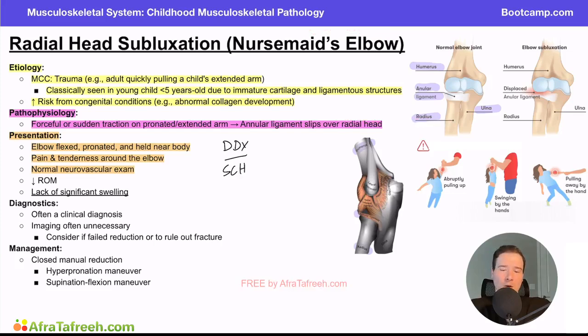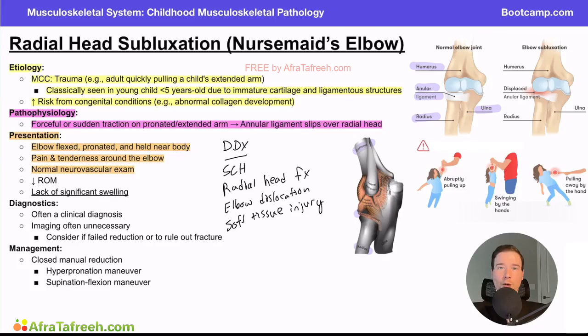But here we're saying that a normal neurovascular exam will be present. So these patients do have a painful joint, but typically the nerves, the arteries, the veins should not be affected in this condition. Other things you need to think about with elbow pain include radial head fractures, potentially elbow dislocations, or potentially just a soft tissue injury, because kids tend to fall for a variety of reasons.